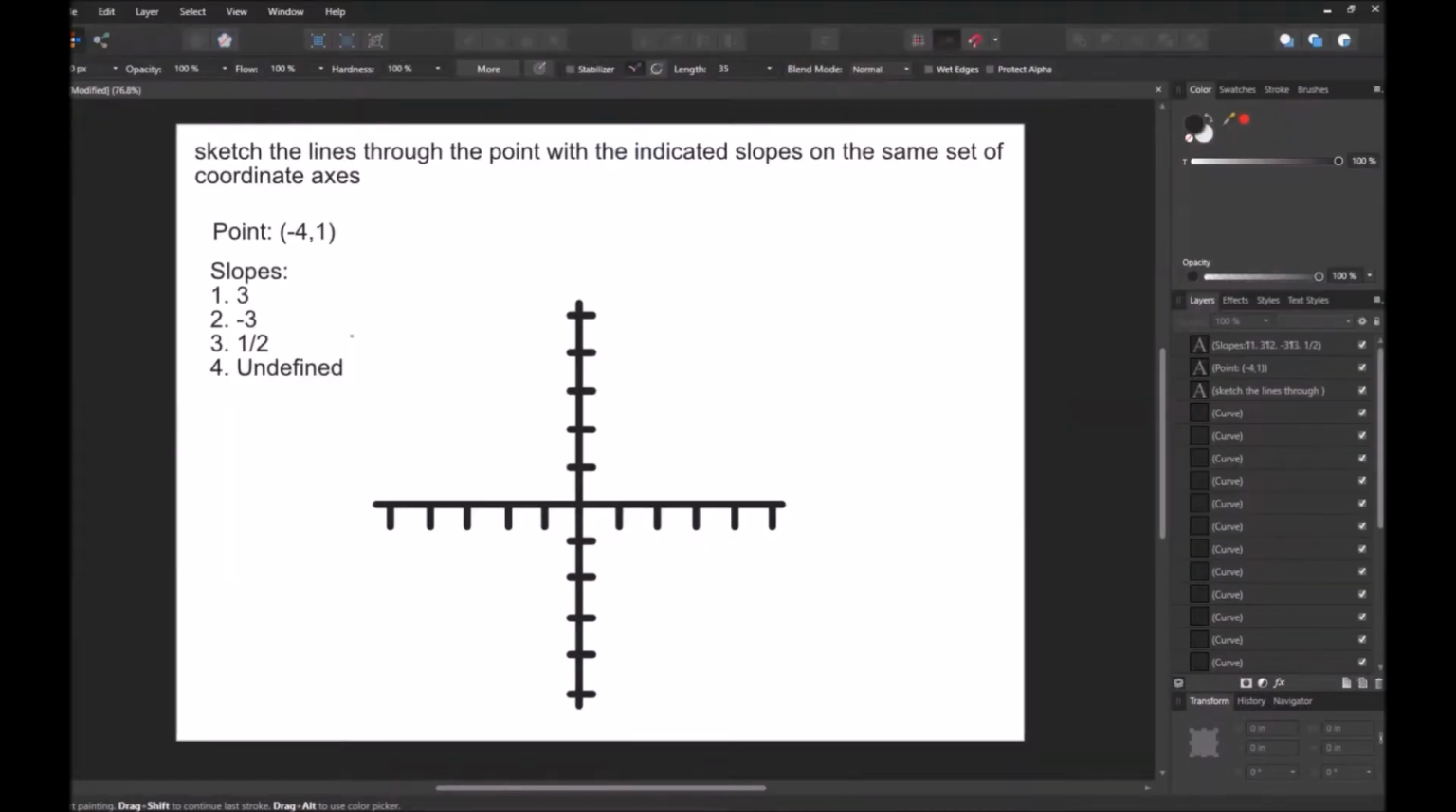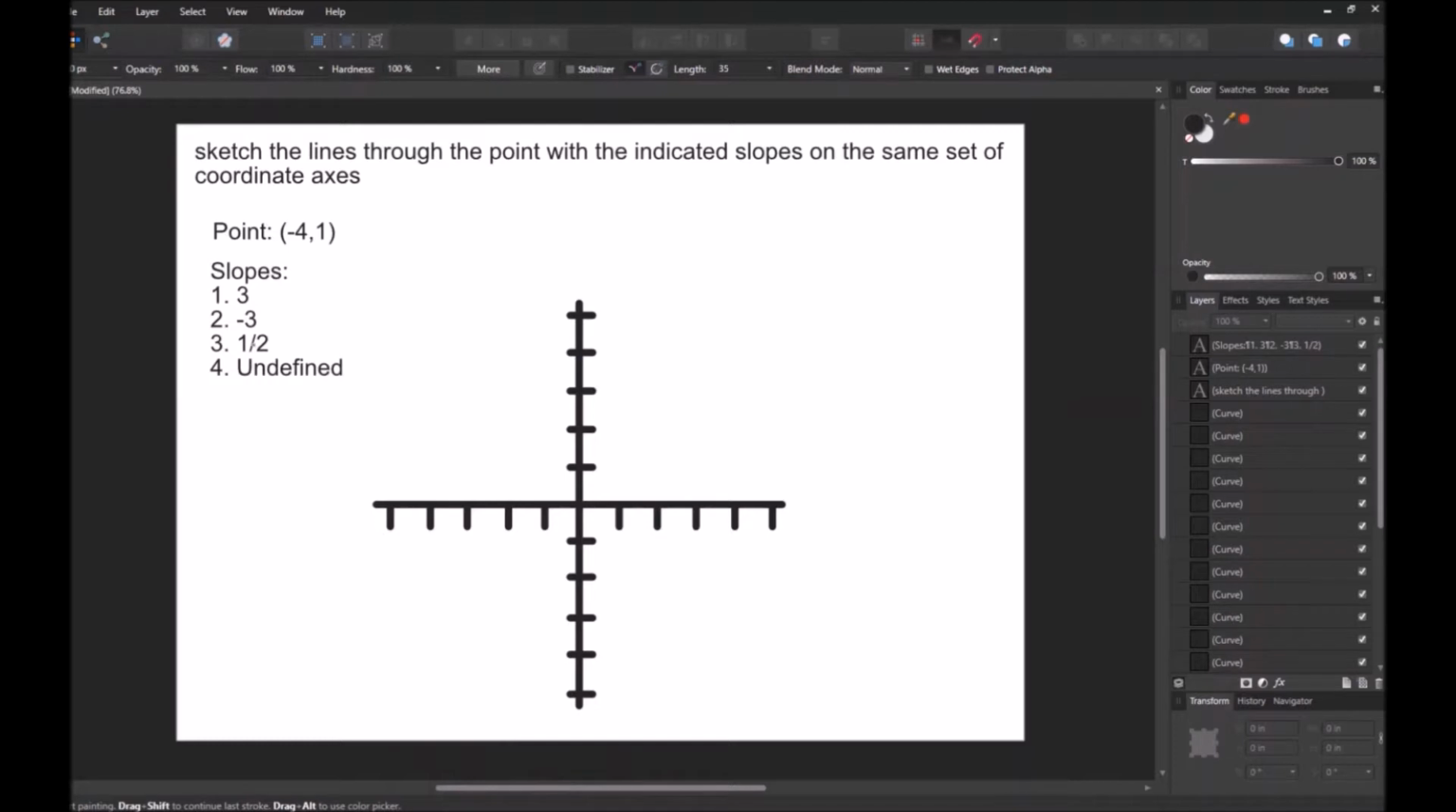Okay, so in this next question we're given the exact same instructions to sketch the lines through the point with the indicated slopes on the same set of coordinate axes, but this time we're given a different point, which is -4, 1, and different slopes that they want us to graph through the point. Those slopes are 3, -3, 1/2, and undefined. So now that you saw how to do the last one, I want you to pause the video here, try this on your own, and we'll come back and see how you did.